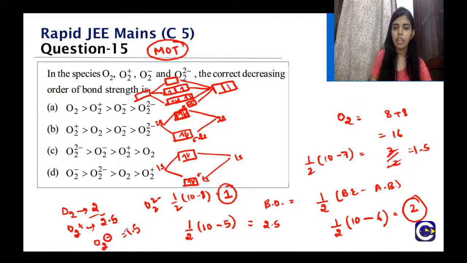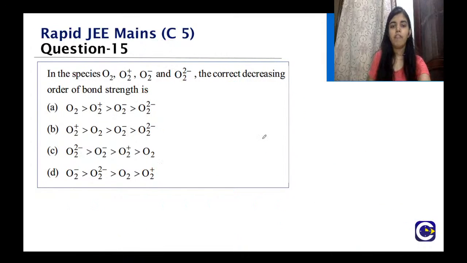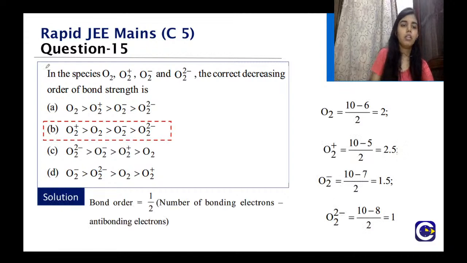Okay, now you can arrange. So what will be the arrangement here? O2 is having 2, O2+ is having 2.5, O2- is having 1.5, and O2 2- is having 1, right? So O2+ greater, then O2 greater, then O2- greater, then at the last O2 2-. So if you compare the options now, the answer for this particular question is B. Okay.